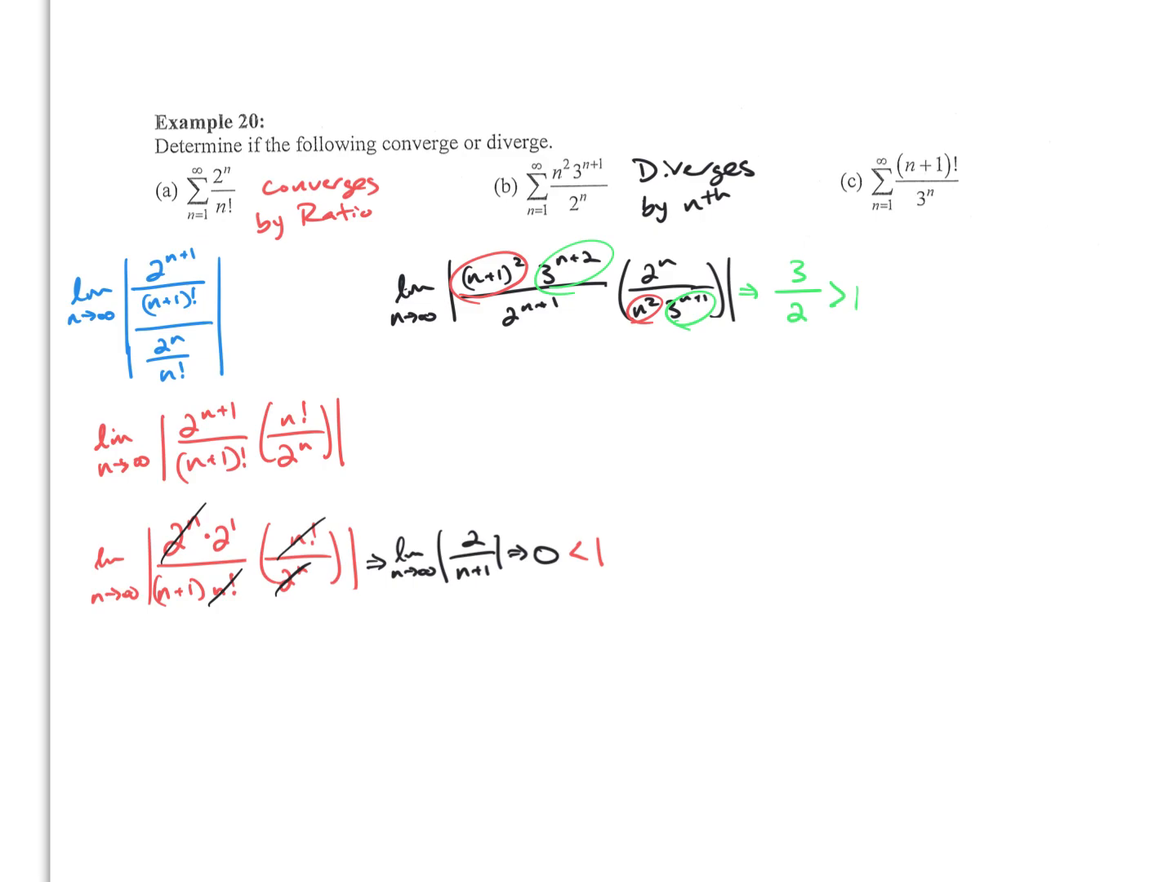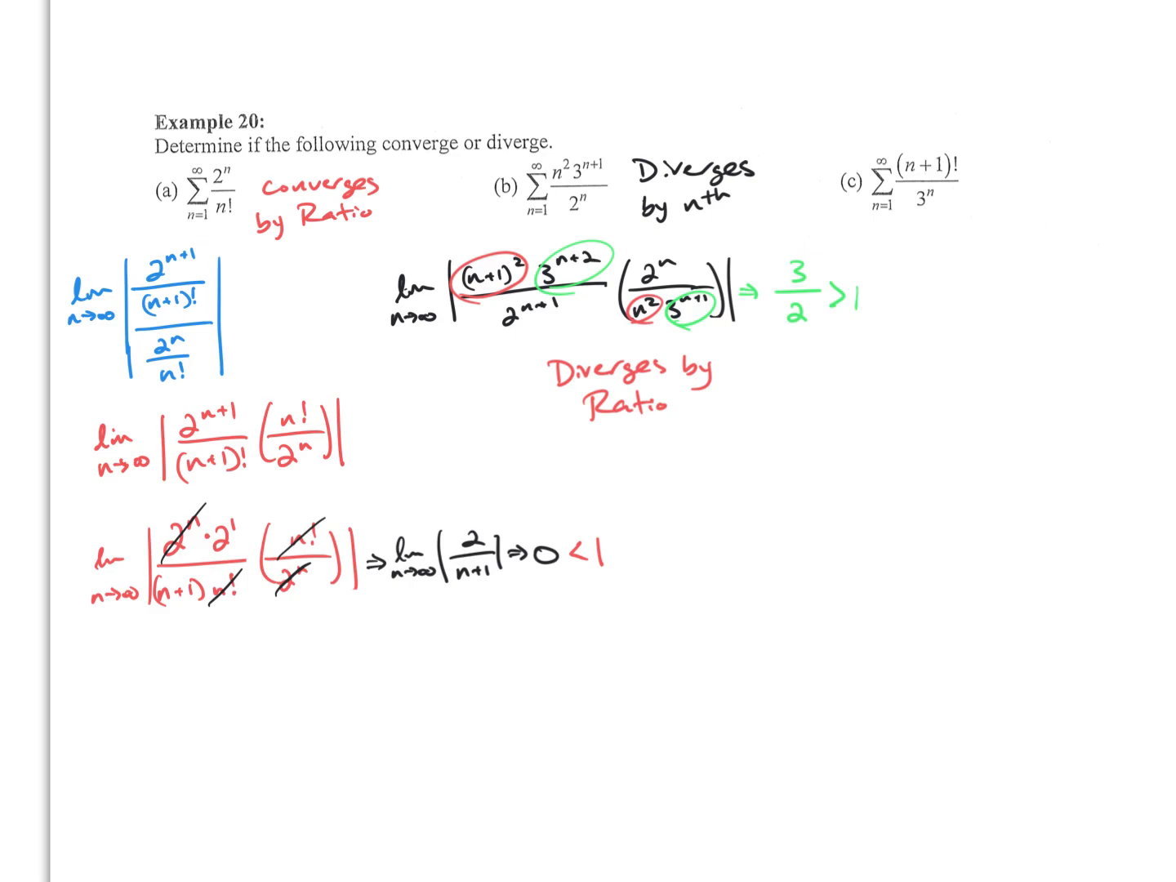Greater than 1. When it's greater than 1, what do we know? It diverges by ratio. All right? So you could actually use ratio here. However, I think if you understood speeds well enough, it diverges by nth. All right? All right, let's look at part C.